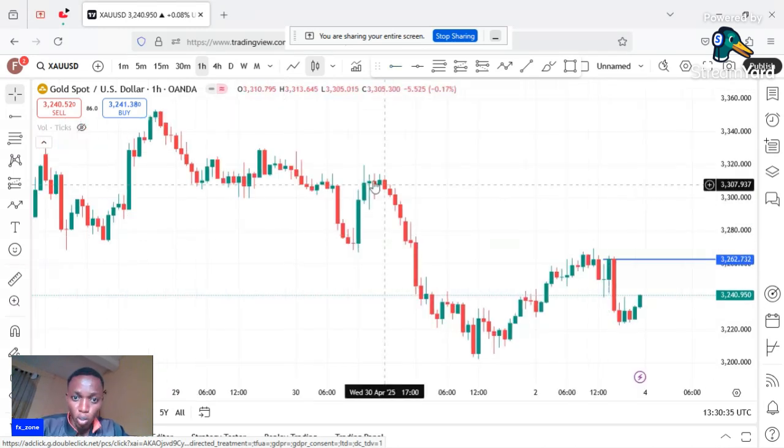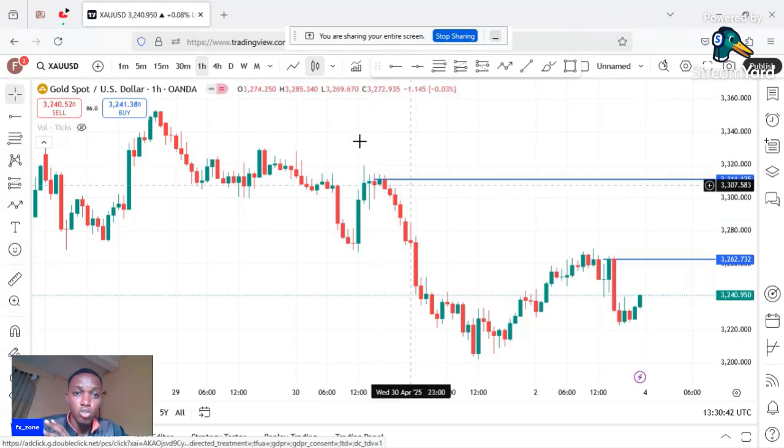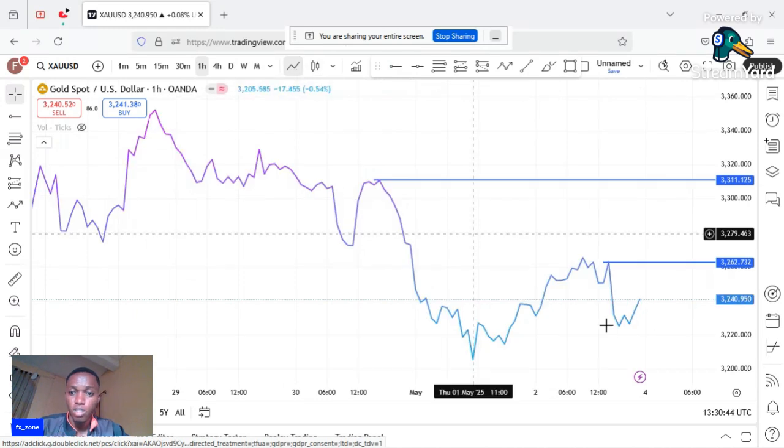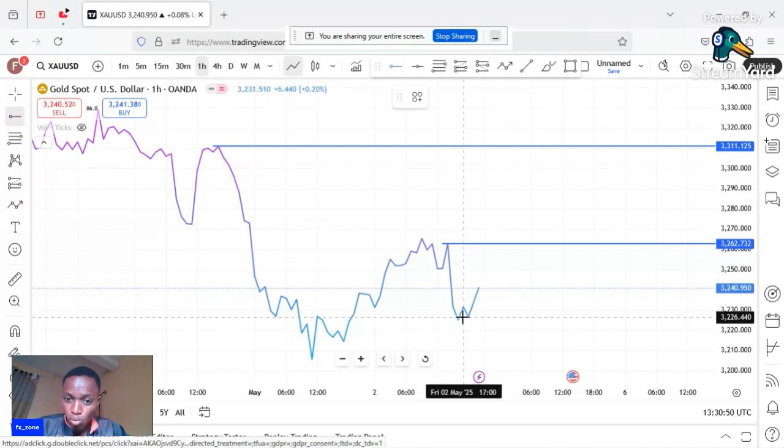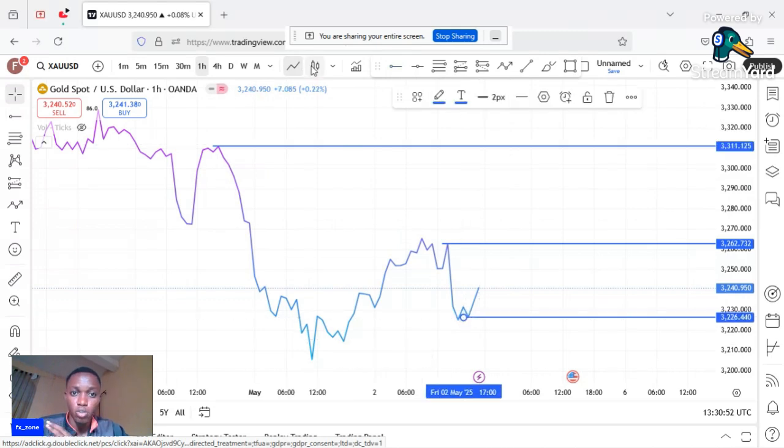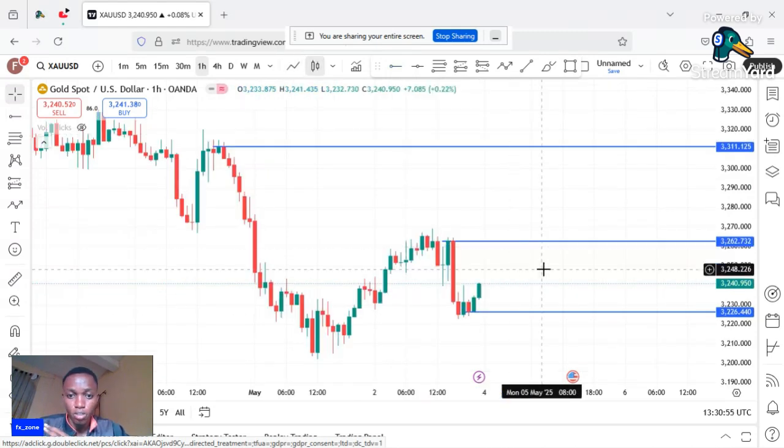For example, here, if I want to plot on this high, instead of plotting on the wick, I'll plot on the body. Another way of doing this is to change it to a line chart so that it is more accurate. This is one of the things I did to master how to plot, and then change it back to your normal candles. Then you see that you are very accurate.